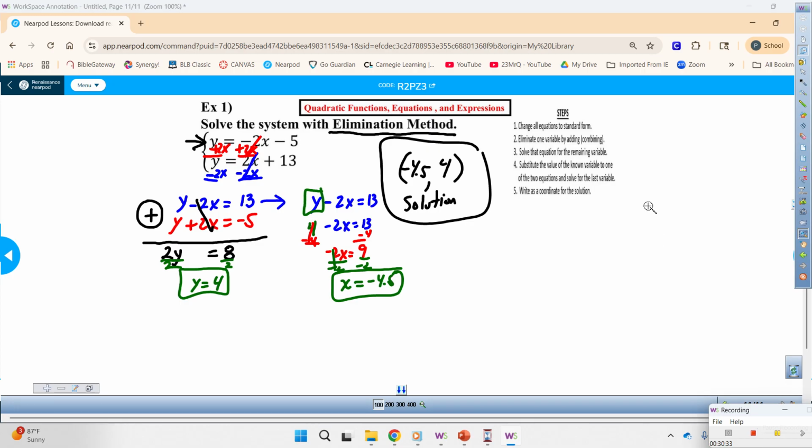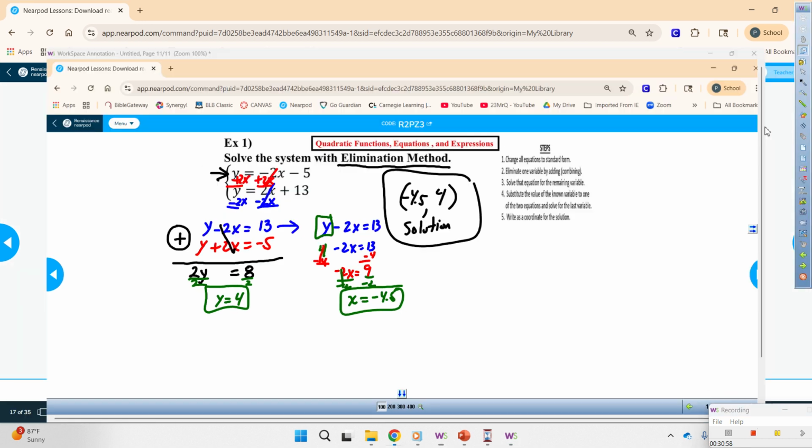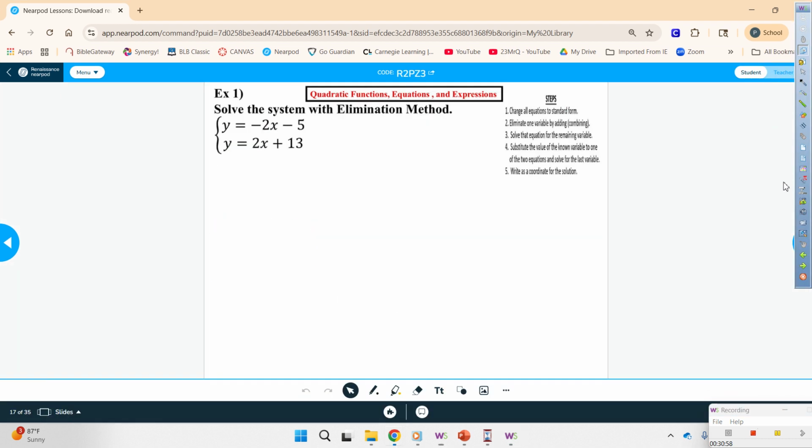So let's see. Make sure we got the process down. First step, we change each equation into standard form, which Carlos said, all variables to one side of the equation. That's what we did. Next, we combine the equations so that we can eliminate one of them, solve for the remainder of that variable, substitute that variable into one of the two equations, solve for the other variable, and write our solution. From 1 to 5, how comfortable are you with this? 5, 4s, and a 6 over here.